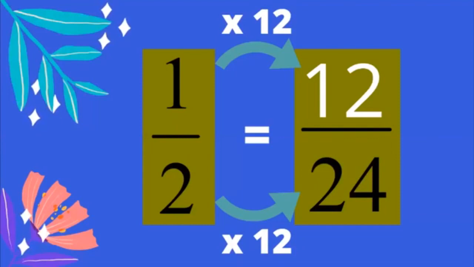It will be just the same if we want to convert 1 over 2 into a fraction where the denominator is 24. It turns out that 2 times 12 is 24. So since we multiplied the denominator by 12, we must also multiply the numerator by 12. 1 times 12 is 12. So 1 over 2 is the same as 12 over 24.